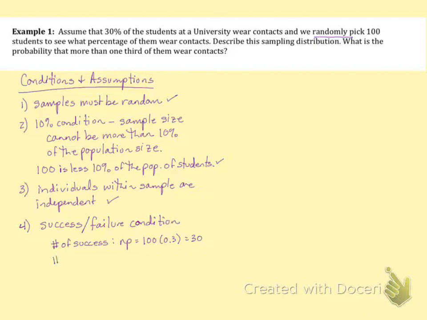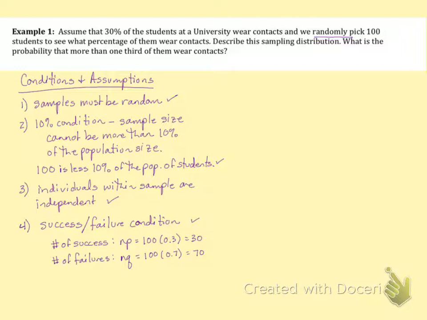And then the number of failures you can find one of two ways. We can either take n times q, so the sample size times the probability that we don't wear contacts, or you know that the number of successes and the number of failures will make up the entire sample size, so you could take 100 minus 30. I'll stick with n times q, so I'm going to take 100 times the complement of p, and we will get 70. So all of these conditions and assumptions have been met.